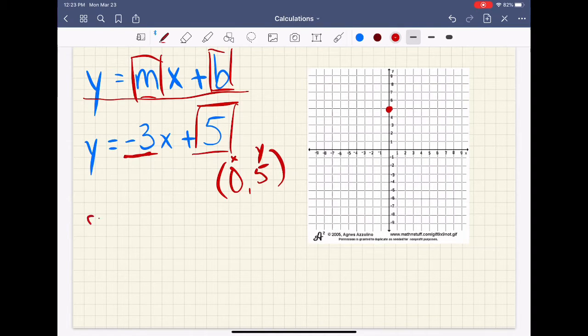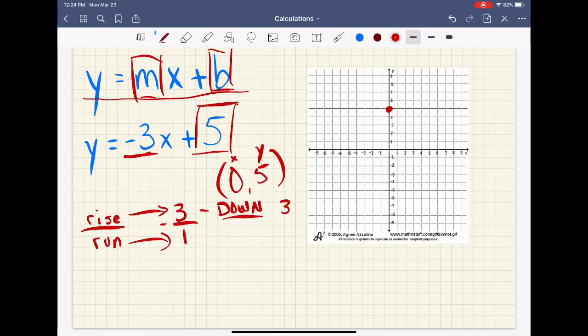So if you remember, slope is rise over run. And -3 is the same as -3 over 1, because any number divided by 1 is going to be that number. So when you put it in fractional form, if it's a whole number, just put a 1 underneath it. So remember, 3 is rise, 1 is run. So from our y-intercept, point 0, 5, we are now going down 3 instead of up 3, because if it's a positive number, we would be going up.